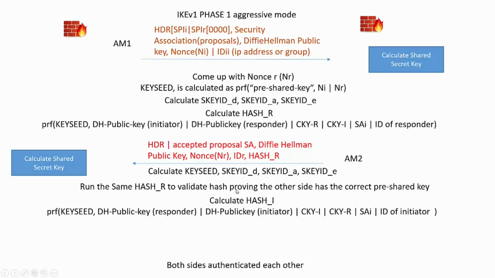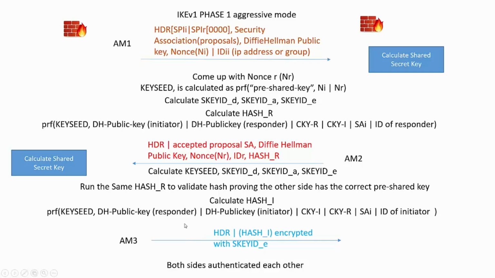It transposes the public key for the responder first, instead of the public key for the initiator, then cookie initiator, cookie responder, the security association, and the ID of the initiator, which in this case is the group name that was used. And then it's going to send out the message with the header that has the information about the connection and the hash of the initiator. It's going to encrypt that message with SKEYID_e. And then it's going to send it on to the other side.